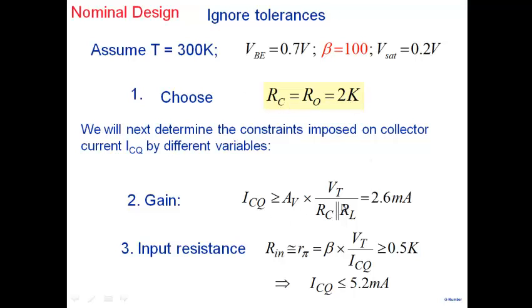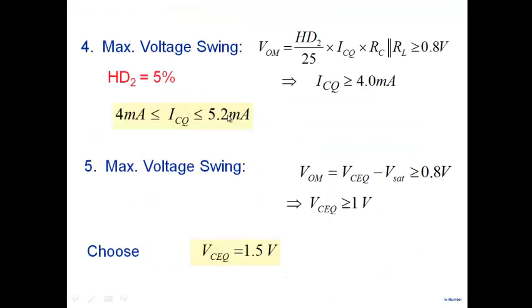Then if I look at my gain, the gain tells me that my ICQ must be greater than 2.6 milliamperes here. That gives me that constraint. When I look at input resistance, it tells me that my ICQ must be less than or equal to 5.2 milliamperes. When I look at maximum voltage swing, at harmonic distortion with the 5% specification, I find ICQ must be greater than or equal to 4 milliamperes. So that tells me I see another limit. If I combine all of those limits, we get ICQ lies between 4 milliamperes and 5.2 milliamperes.